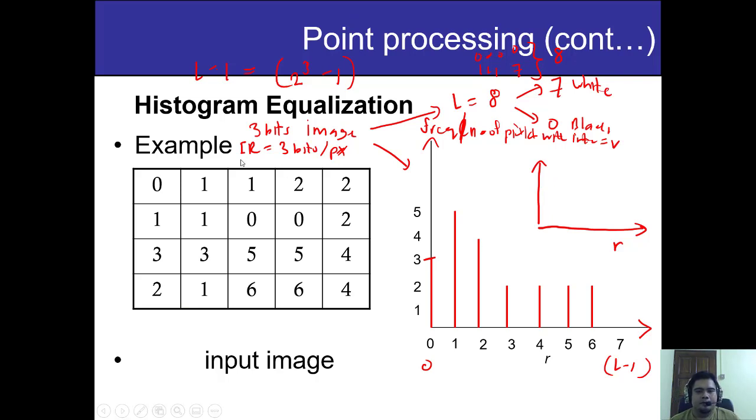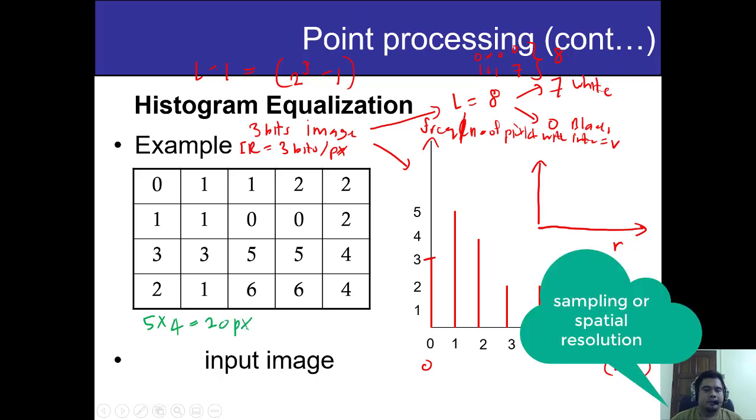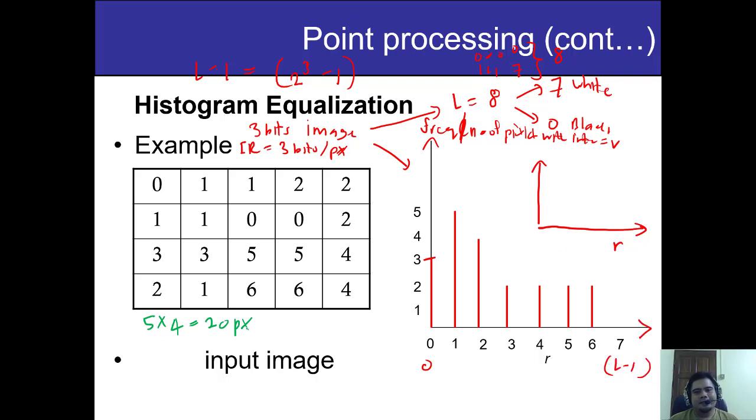How many pixels are there? You can count the pixels: 1, 2, 3, 4, 5, because I want to know the sampling resolution. This one is 4, so 5 times 4, which is 20 pixels. So that is the sampling resolution, or you have 20 elements inside the matrix.